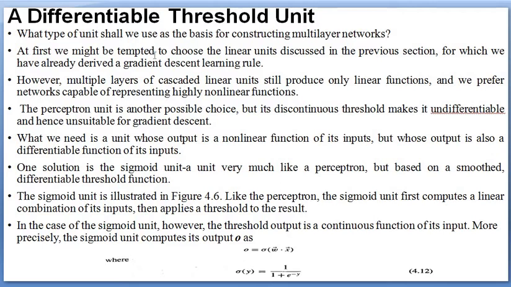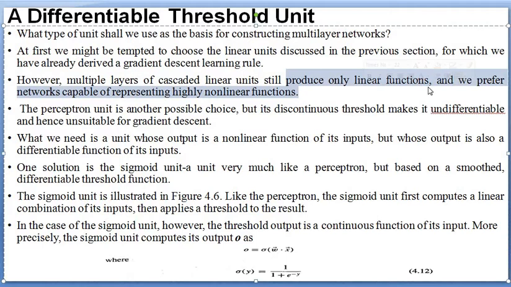At first we might be tempted to choose the linear units discussed in the previous section, for we have already derived a gradient descent rule for them. So for the previous examples, we applied the gradient descent tool to derive the threshold. However, a multi-layer neural network of cascaded linear units still produces only a linear function, and we prefer a network capable of representing highly non-linear functions.